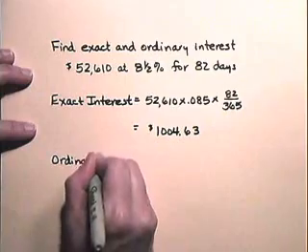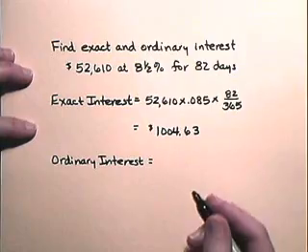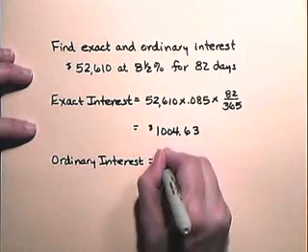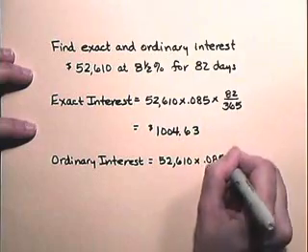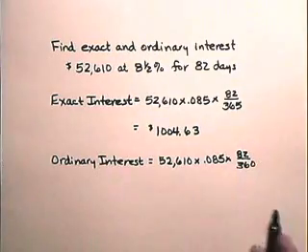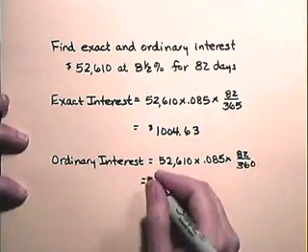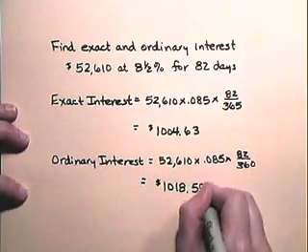Ordinary interest uses a 360 day year. So interest is principal times the rate times the time. That's 82 days out of a 360 day year. Ordinary interest is $1,018.59.